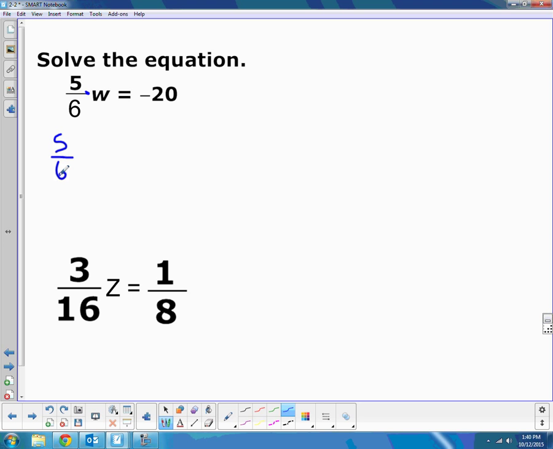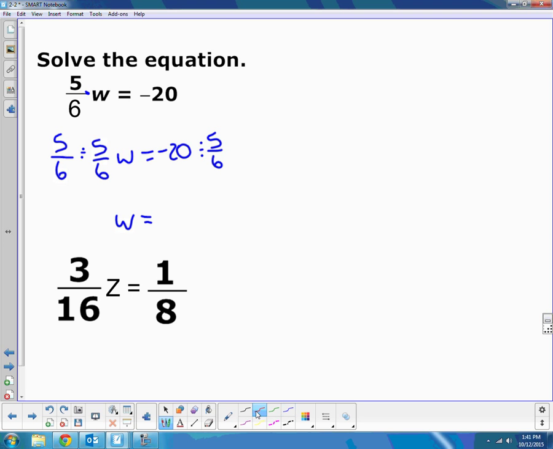But it's 5/6. I need to divide both sides by 5/6. So I'm going to do 5/6 divided by 5/6, because that gives me 1 w in the end. 5/6 divided by 5/6 gives me 1 w. And I'm going to do negative 20. Negative 20 divided by 5/6.